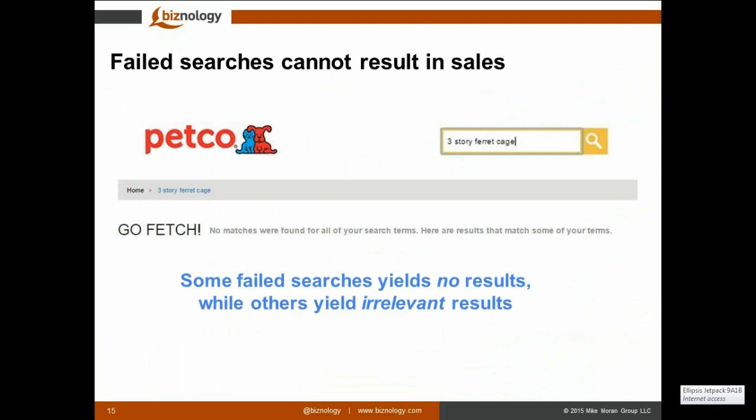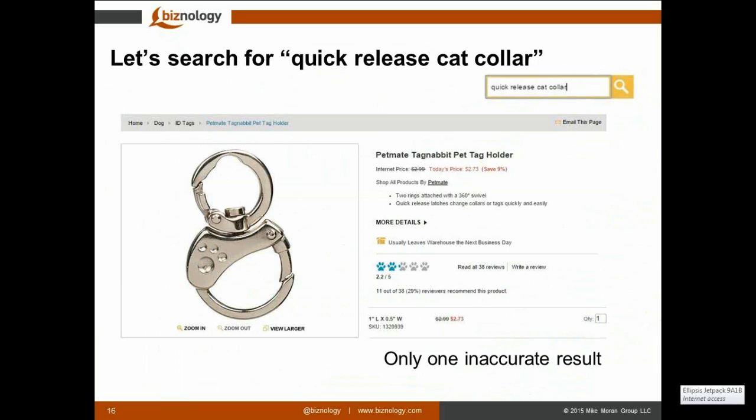So here's an example of what can go wrong. If you go to Petco and you search for 3-story ferret cage, they have a very cute message that says not found, which is go fetch. No matches were found for your search terms. So here's a no result search. And so you might say to yourself, okay, well, I guess they don't have that.